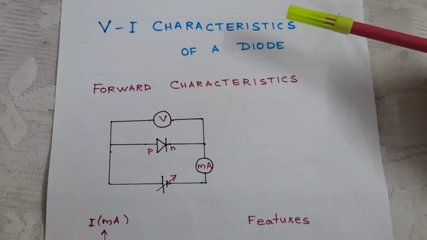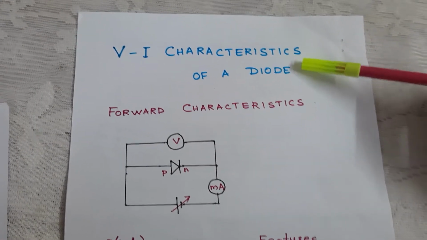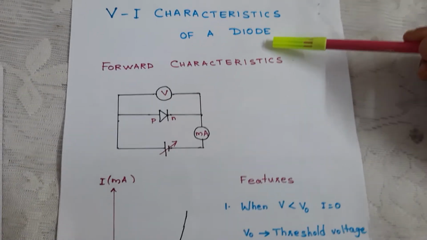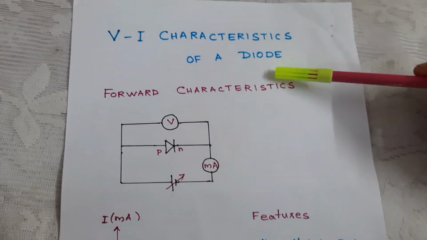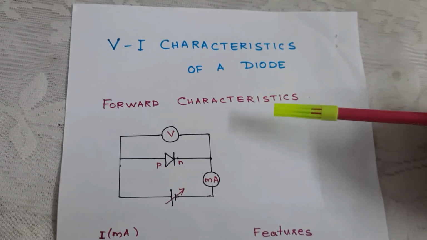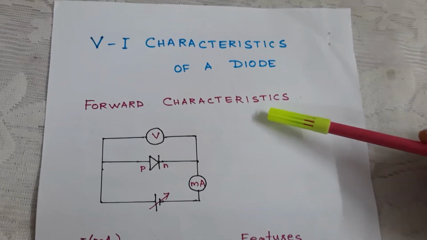In this class, let us learn characteristics of a diode. It is a study of variation of current with voltage. First, let us see forward characteristics.